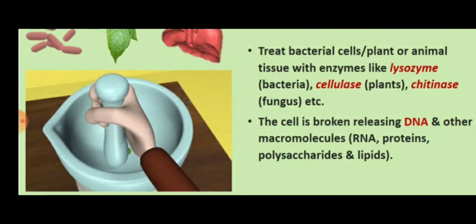So children, the first is the isolation, in which they treat the bacterial cell or the plant or the animal tissues with enzymes like lysozyme in bacteria, cellulase in plants and chitinase in fungi. The cell is broken, releasing the DNA and other macromolecules like RNA, proteins, polysaccharides and lipids.